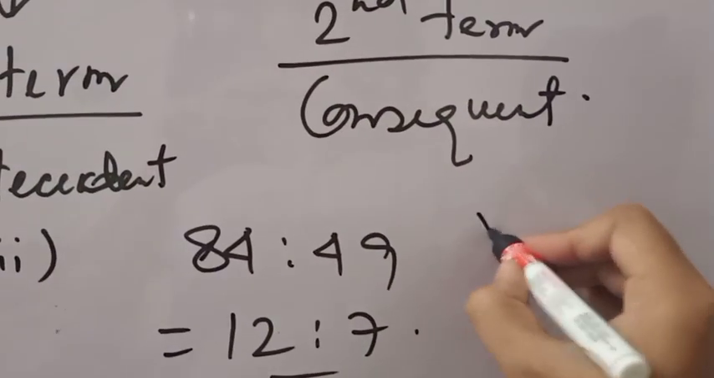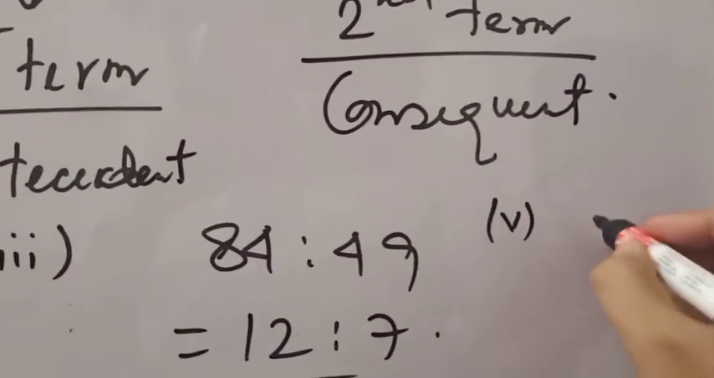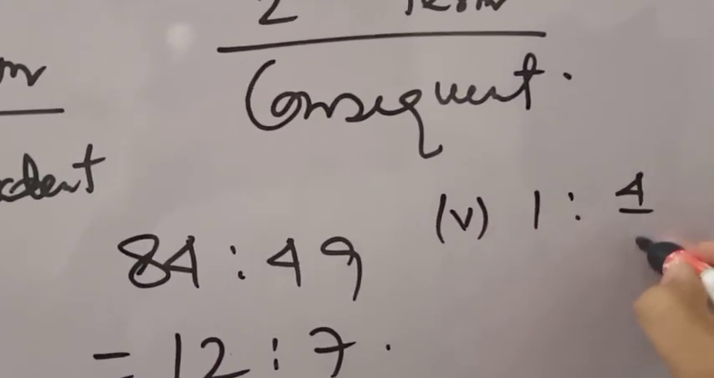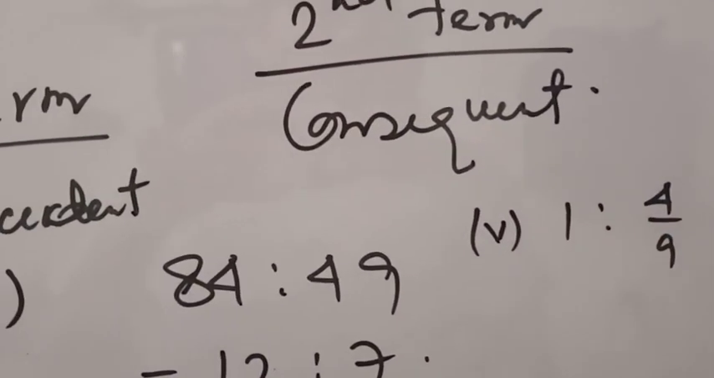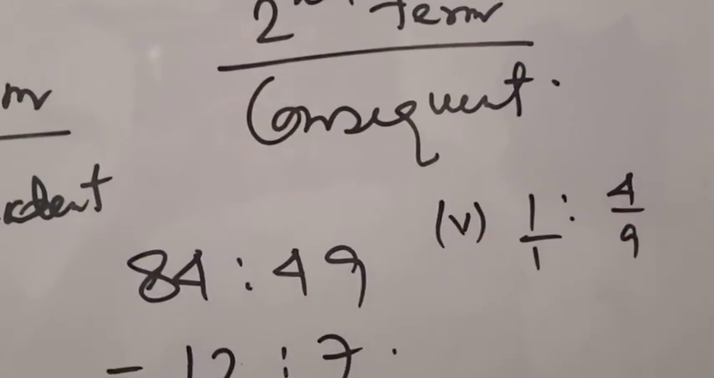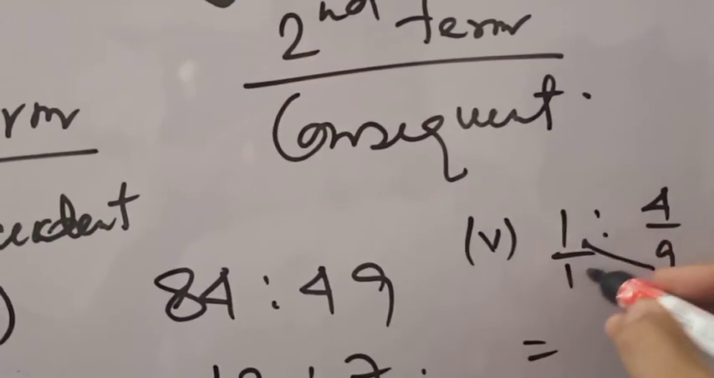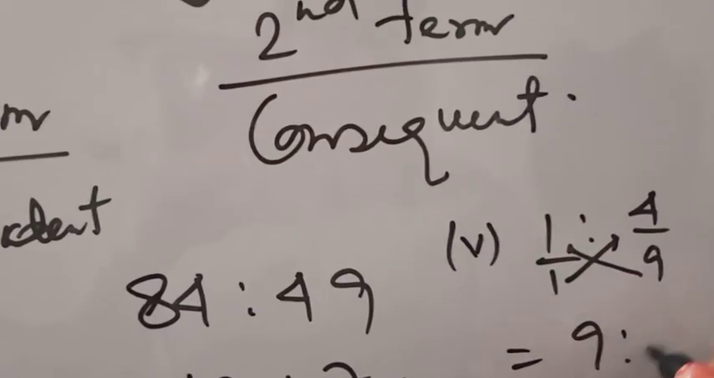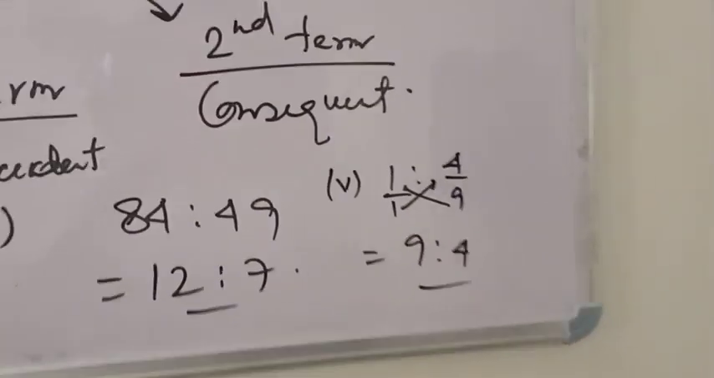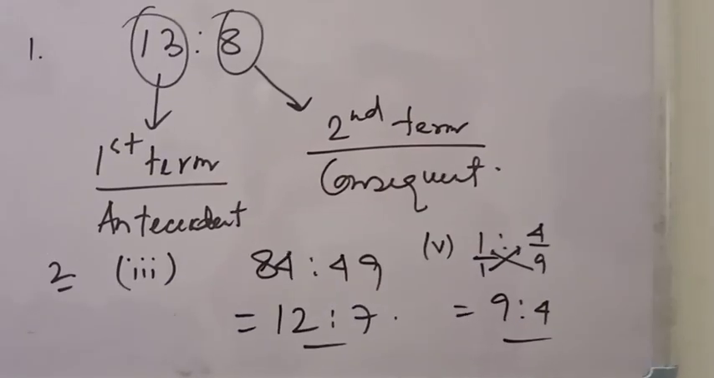Next, number 5. In 5, see that 1 is to 4 by 9. If this type is given, as you discussed previously, you have to multiply crossly. That means 9 into 1 and 4 into 1. That means 9 is to 4.